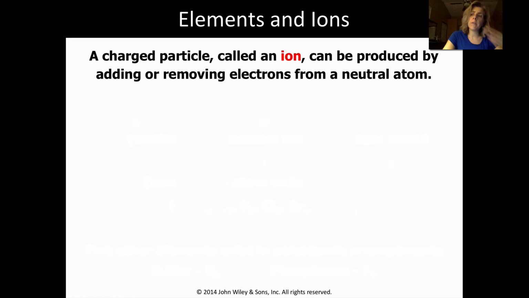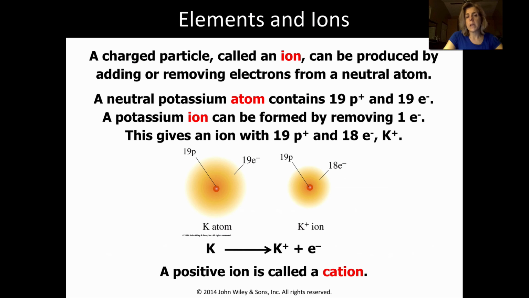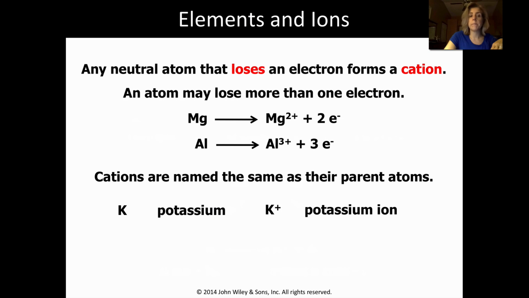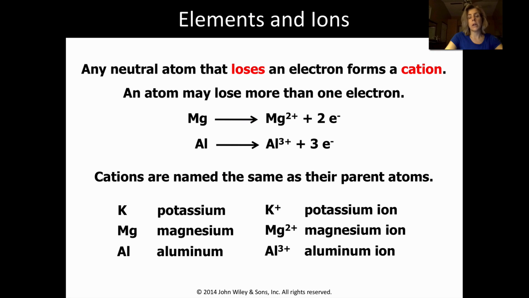Okay, now you could have a situation where you gain or lose electrons, and we've talked about this before. Ions are no longer a neutral atom. In this example, we have a metal that has lost an electron, and we call this a cation. So it is positively charged. Now, you could have a metal that is losing more than 1 electron. So here we have magnesium and aluminum, and they've both lost more than 1 electron. When you name them, you keep the element name, but you add the word ion. So it's no longer just potassium, it's potassium ion, or magnesium ion, or aluminum ion.